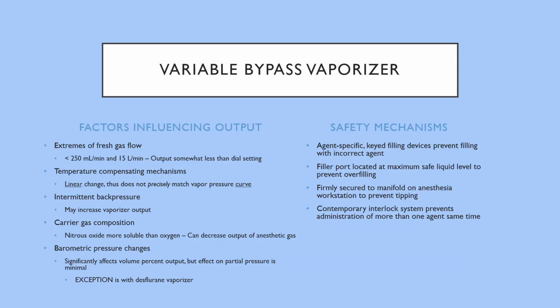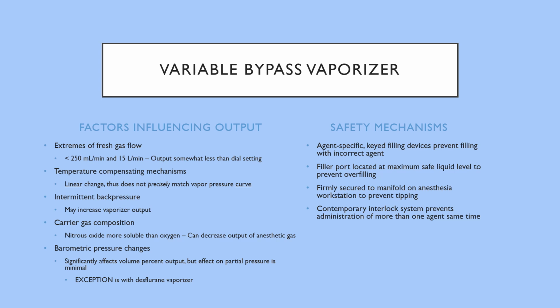Now, there are factors that can further influence the output of variable bypass vaporizers. The first of these is extremes of fresh gas flow, most notably very low rates, such as less than 250 milliliters per minute, or very high rates, such as 15 liters per minute. At very low rates, output will be less than the dial setting due to insufficient turbulence in the vaporizing chamber. And at very high rates, it will be less than the dial setting due to rapid evaporation, incomplete mixing, and failure to fully saturate the carrier gas in the vaporizing chamber.